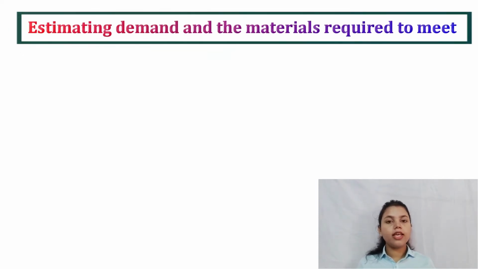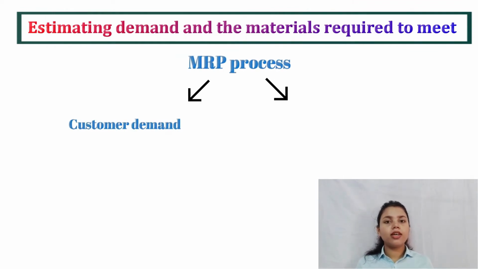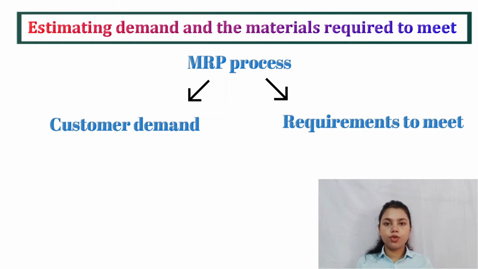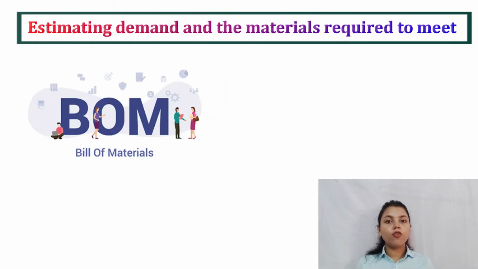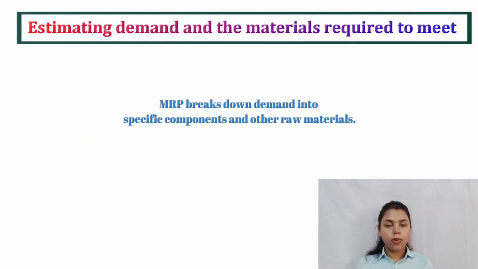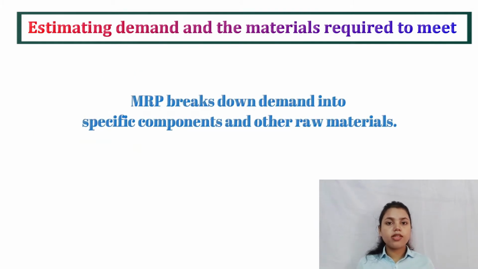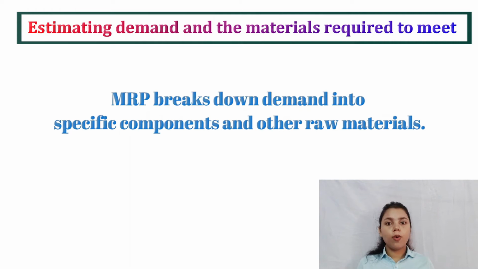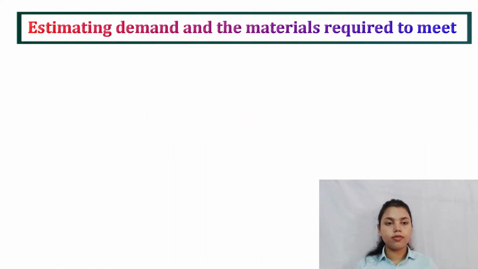Now, let's see the steps involved in Material Requirements Planning. Estimating the demand and the materials required to meet it. The initial step of the MRP process starts with determining the customer demand and the requirements to meet it. Utilizing the bill of materials, which is simply a list of raw materials, assemblies, and components required to manufacture the final product, MRP breaks down demand into specific components and other raw materials.